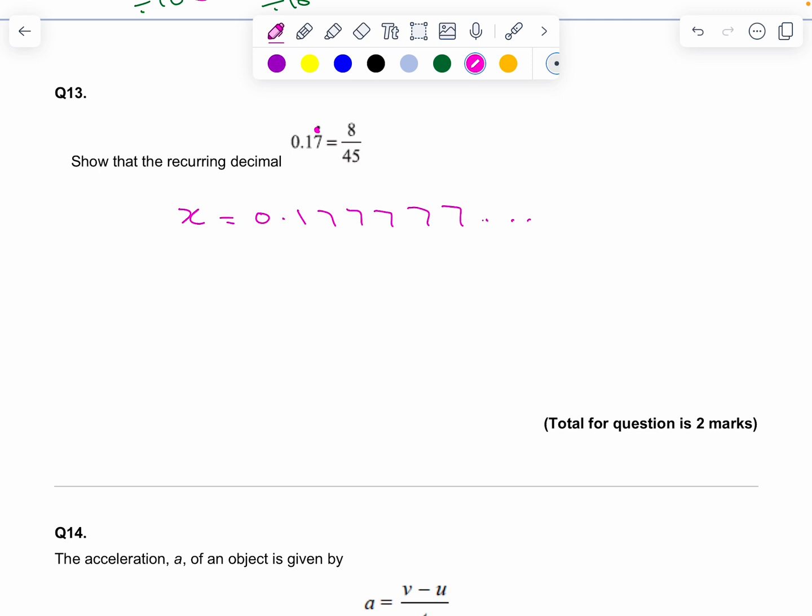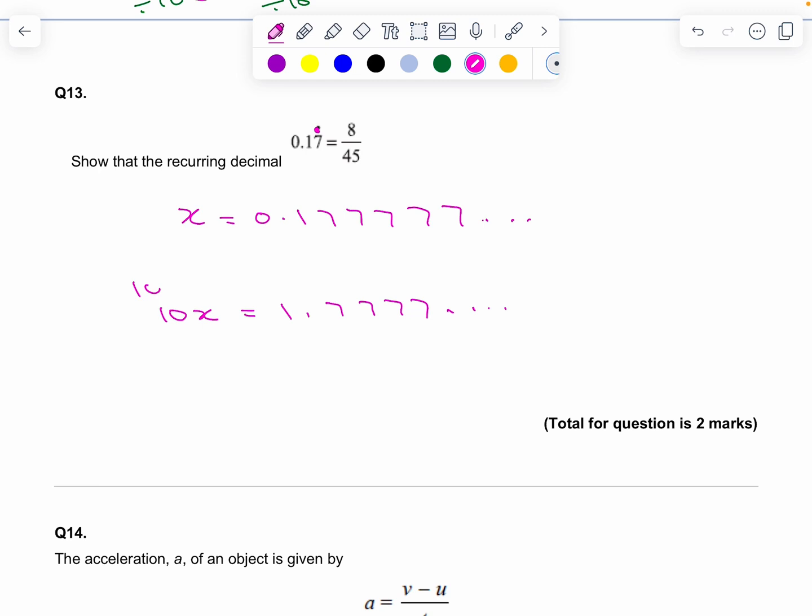I'm going to times it by 10, and that gives me 1.7 recurring. The other one that would get me only the 7s being on the right hand side of the decimal point would be to times by 100. So I'm going to get 100x equals 17.77 recurring. And then I'm going to subtract the 2.